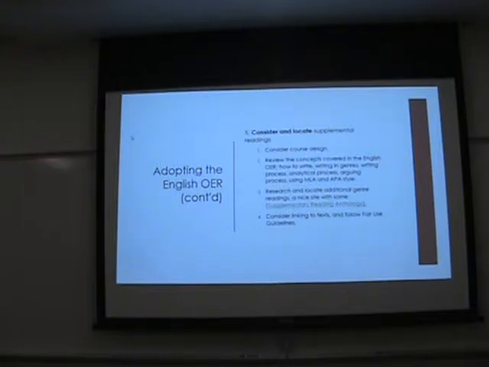So other steps for adopting the English OER: review whatever concepts we have in there, figure out what else you would like to introduce, and locate additional genre readings. This is a link to a supplementary reading anthology, and I have it in another place on this PowerPoint presentation, but it's through Lumen Learning. They have a whole page of supplementary readings for composition courses, which are open for you to use.